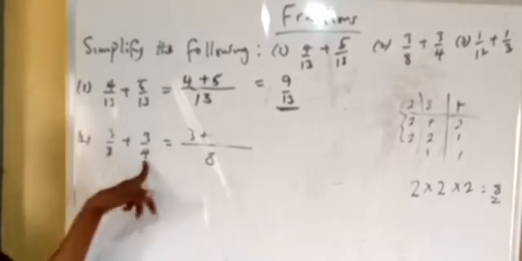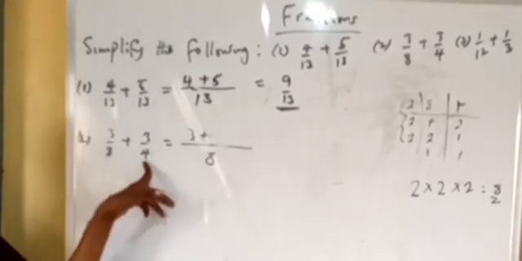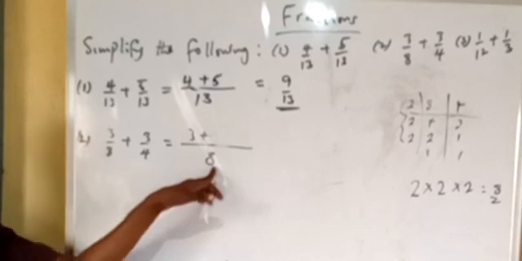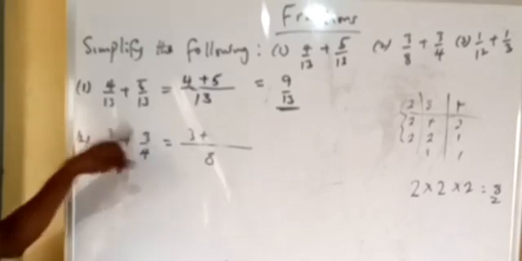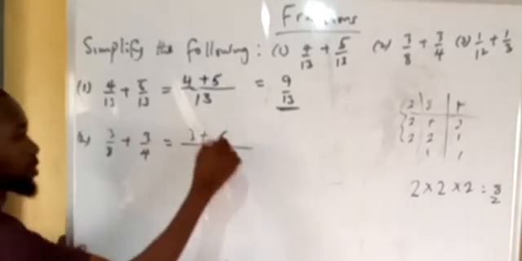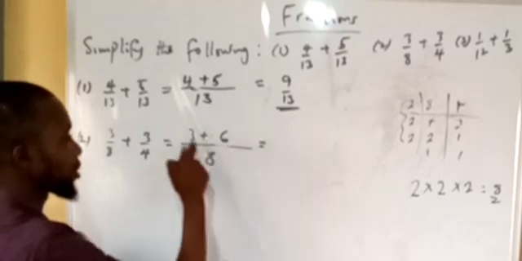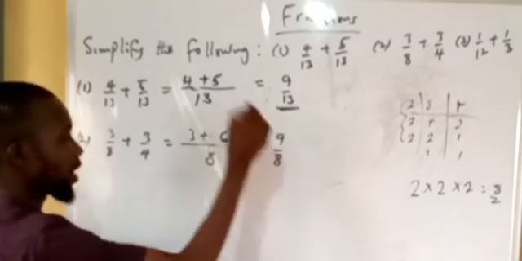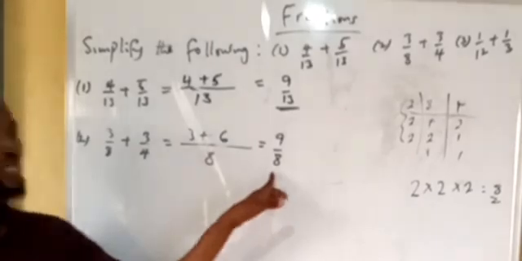What is the second denominator? 4. How many 4s can I get in 8? 2. What will happen to that 2? 2 times 3. 2 times 3 here gives what? 6. So that means that becomes what? 3 plus 6, 9 over 8. Is this our final answer?